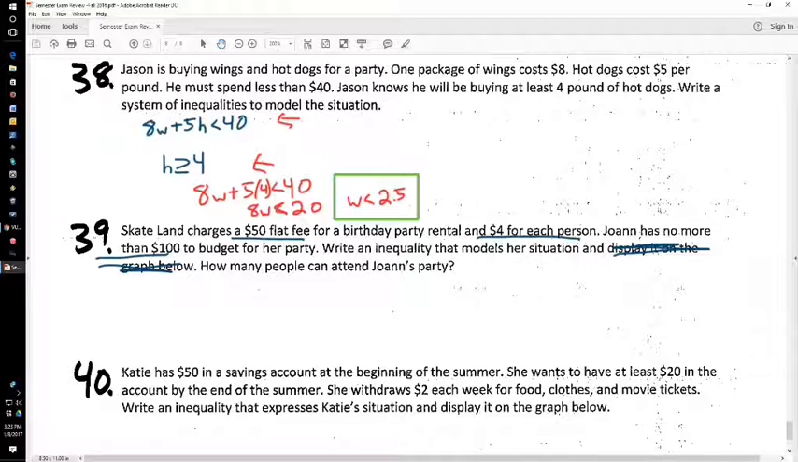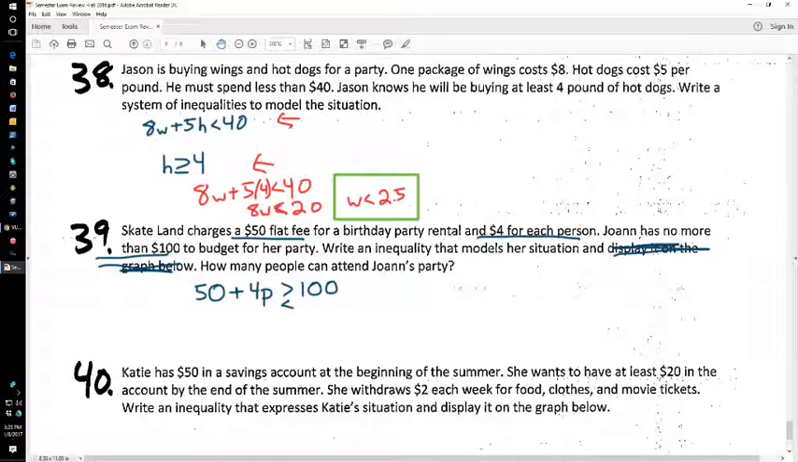So, here we go. $50 flat fee. That's a flat fee. You only pay it once. So no matter how many people show up, it's $50. Now, there are $4 per person. So plus $4P for every person that shows up. That way, if 2 people show up, it's $8. If 4 people show up, it's $16. And she has a budget of $100. So, question, do I put a greater than sign right there, or do I put a less than sign right there?